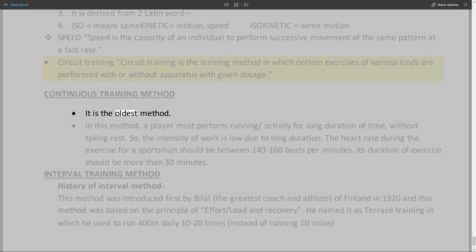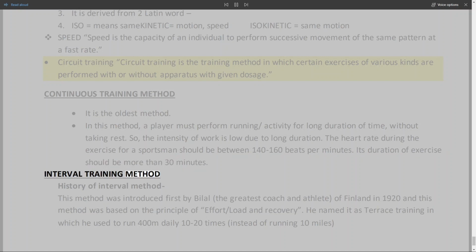It is the oldest method. In this method, a player must perform running or activity for a long duration of time, without taking rest. So, the intensity of work is low due to the long duration. The heart rate during the exercise for a sportsman should be between 140 to 160 beats per minute. The duration of exercise should be more than 30 minutes.